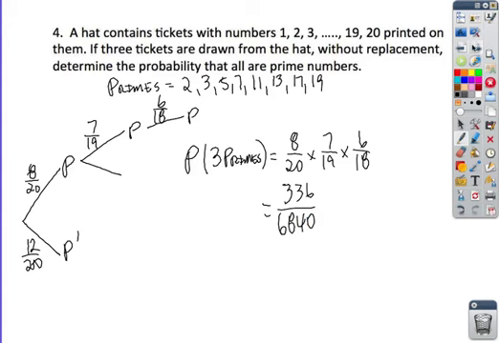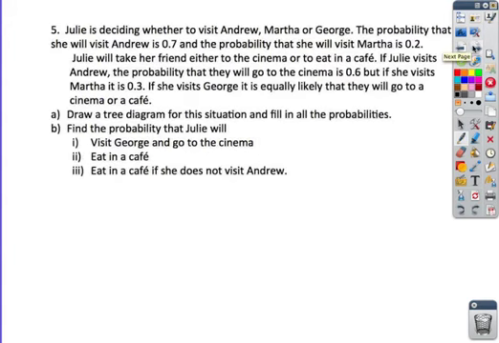All right, and then one more problem. Julie is deciding whether to visit Andrew, Martha, or George. The probability that she will visit Andrew is 0.7. The probability that she will visit Martha is 0.2. And she'll take her friend either to the cinema or to eat in a cafe. If Julie visits Andrew, the probability that she will go to the cinema is 0.6, but if she visits Martha, it is 0.3. If she visits George, it's equally likely they will go to a cinema or cafe.